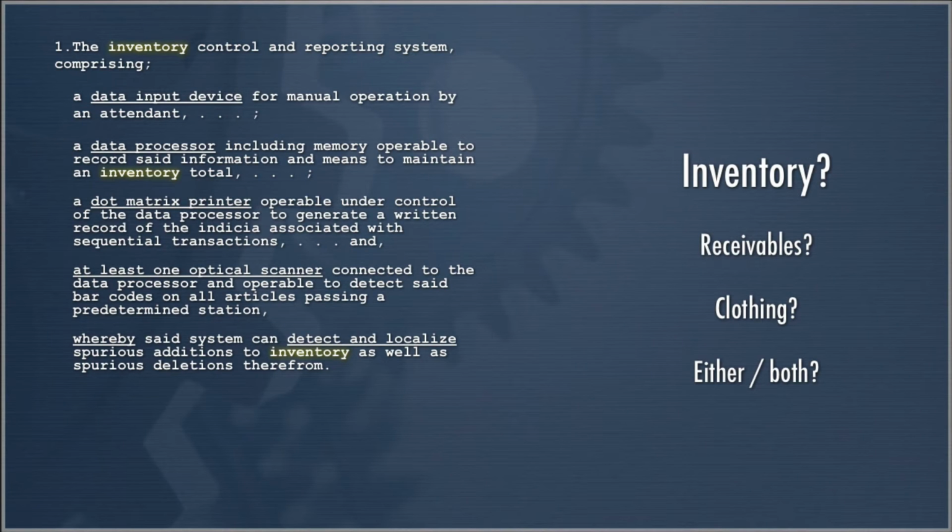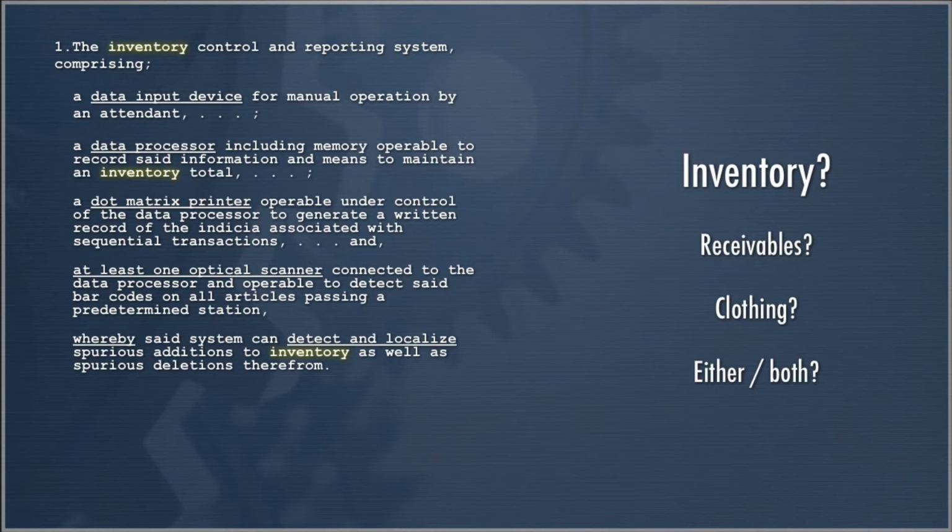Account receivables? Does it mean clothing? Because this, again, was in the context of a dry cleaning system. Or does it mean both, right? And why does this matter? Well, the Westview system tracks only the receivables rather than the clothing, right? So the computer system that was being used by the accused infringer was tracking receivables, okay? And so inventory, according to the patentee, could include receivables, right?